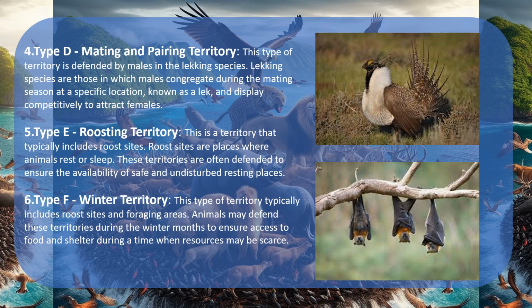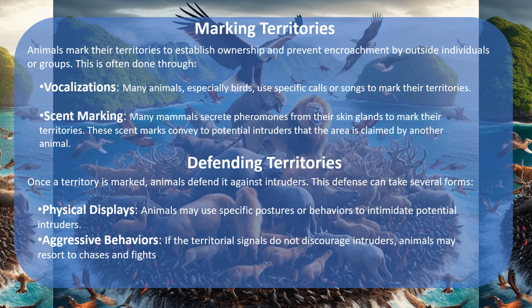And type F, winter territory. This type of territory typically includes roost sites and foraging areas. Animals may defend these territories during the winter months to ensure access to food and shelter during a time when resources may be scarce. So next is marking territories.